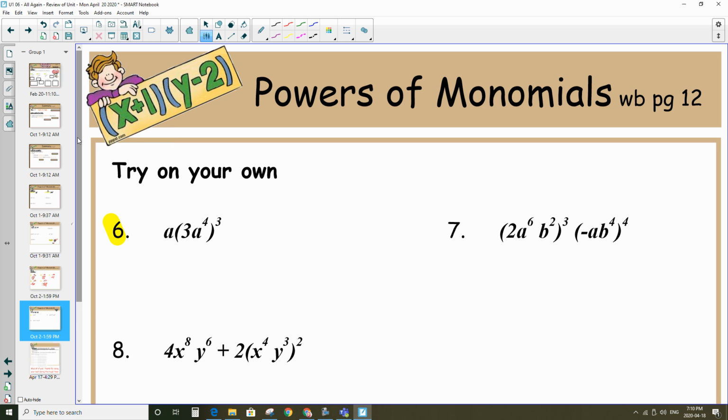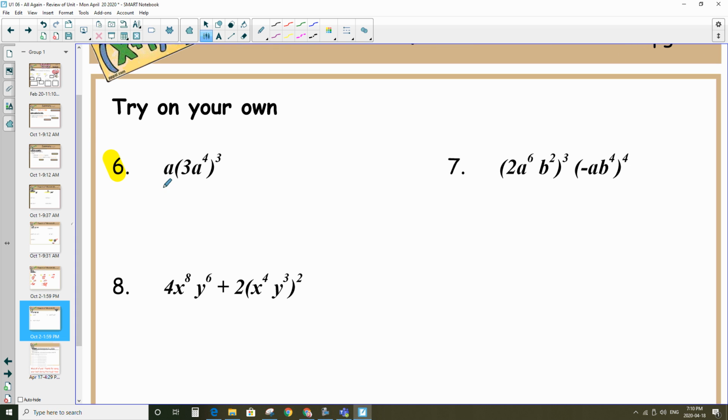All right, from 6, 7, 8, I'm going to do number 6, and then 7, 8, if you could try by yourself afterwards. Okay, so we have an A in the front. This 3 here only acts on what's inside the bracket, right? It's not going to act on the A in the front here. So I'm just going to rewrite the A.